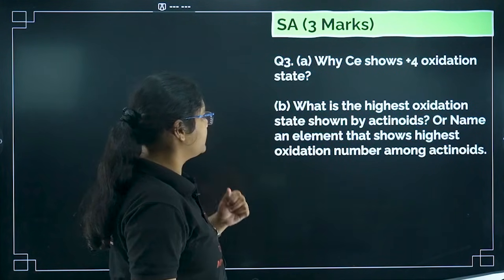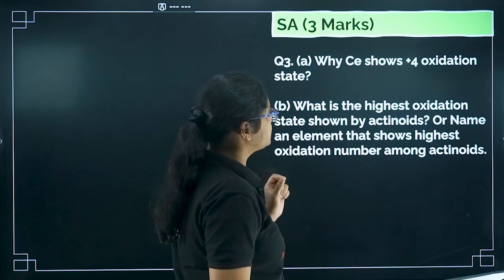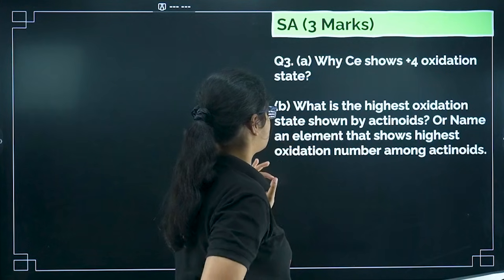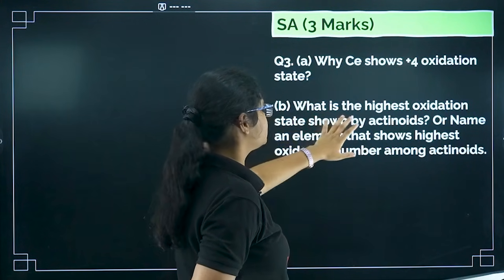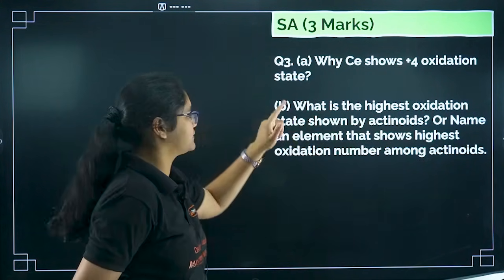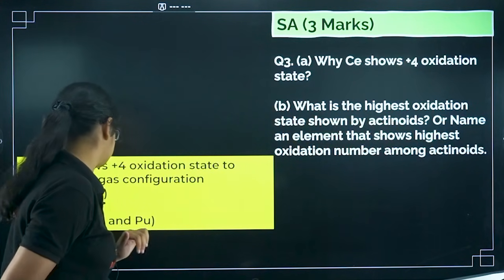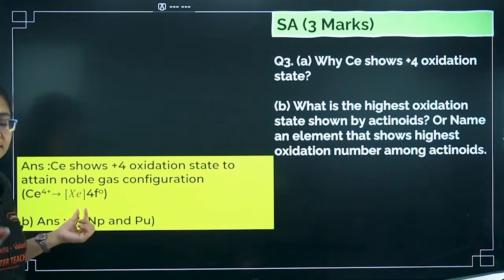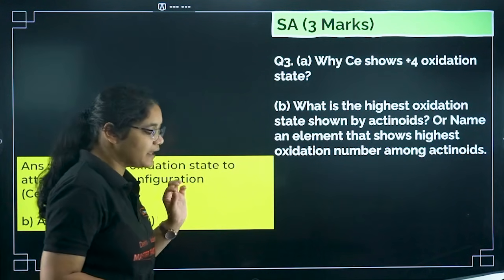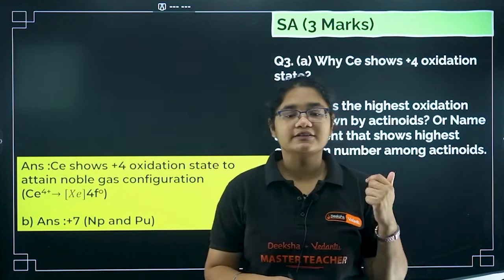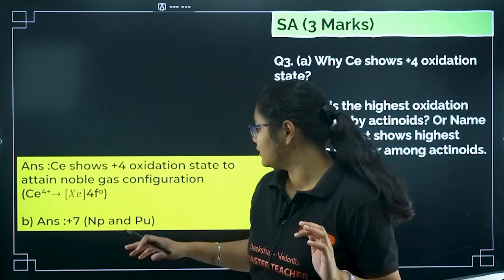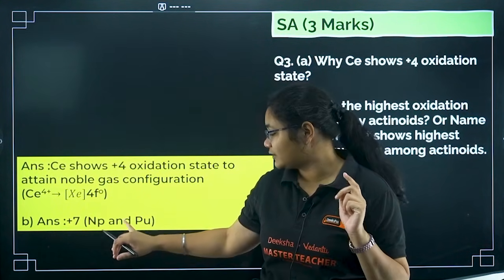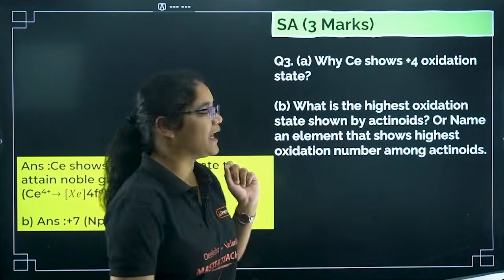Next, we will see why cerium shows +4 oxidation state, what is the highest oxidation state shown by actinoids, or name the elements that show the highest oxidation state among actinoids. So why cerium shows +4 oxidation state? See, cerium configuration in +4 is exactly the configuration of xenon, which is a noble gas configuration, and that is why it is highly stable. Next, what is the highest oxidation state shown by the actinoids? It is +7, and which element shows that? Neptunium and plutonium, Np and Pu.